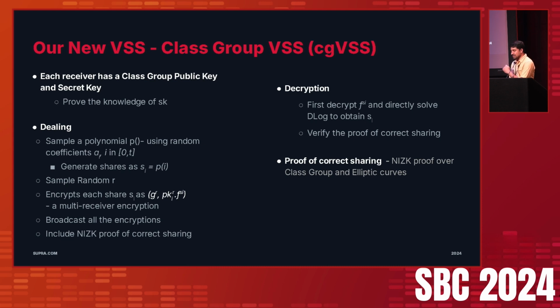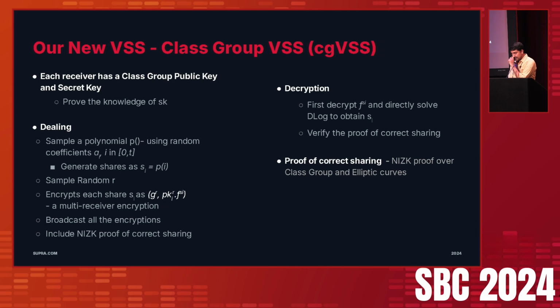So once that registration phase is done, then you have the dealing phase where the dealer generates the random polynomial, generates the shares of each of the parties, and does a class group exponential ElGamal encryption of each of the shares, and then also generates a proof of correct sharing and broadcasts the whole transcript. Each receiver decrypts their share by first directly decrypting F to the power of their share. And then because discrete log is tractable in a class group, they can directly decrypt their own share.